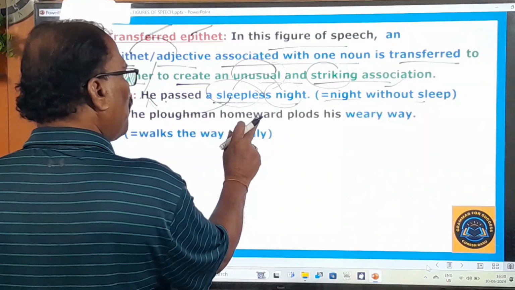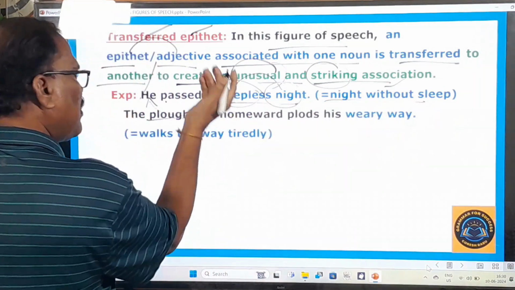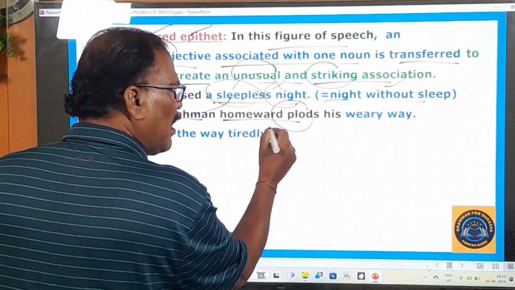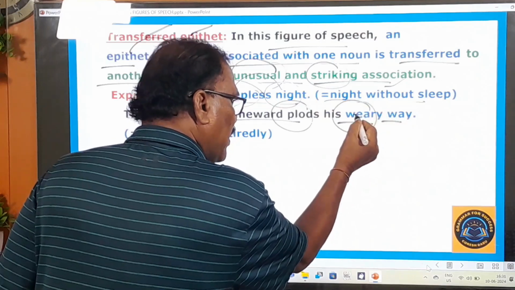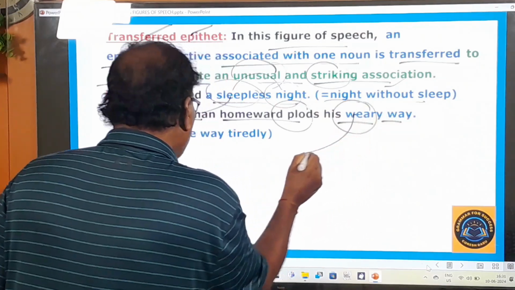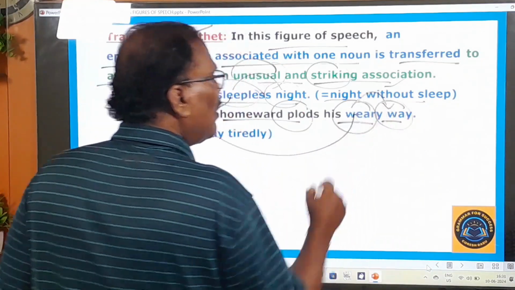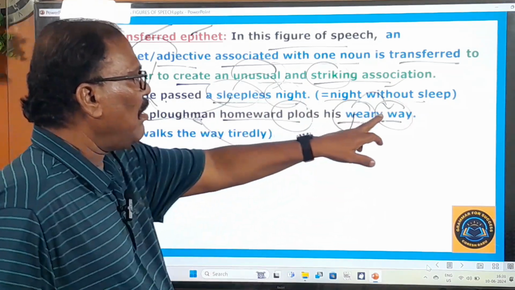The plowman homeward plods his weary way. So here the plowman means the farmer. You understand that. Homeward plods. Plods means walks. His weary way. Here this weary is an adjective or an epithet. This is to be used for this plowman. But here this weary is used for this way. It is transferred to that object.